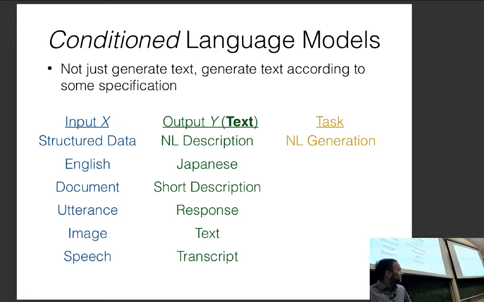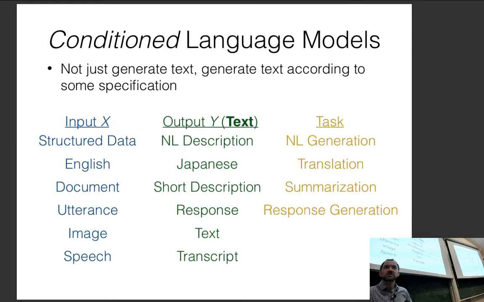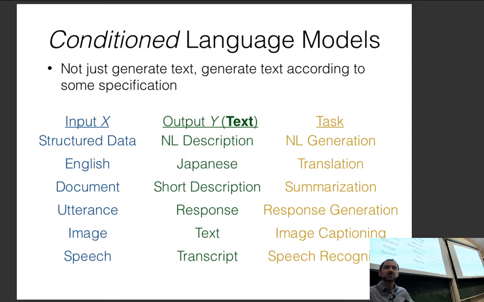What are the other tasks on this list here? Should be easier than your quiz questions. Any ideas? Or what's the first one, sorry, that I haven't covered yet? Yeah, machine translation. Next one. Summarization. Dialogue. Yeah, I'd say dialogue or dialogue response generation, maybe. Yeah. Image captioning and transcription. Speech to text. Yeah, speech to text, speech recognition.